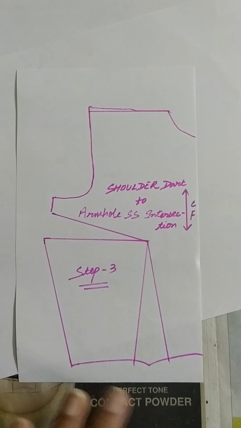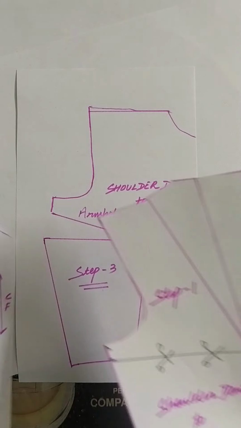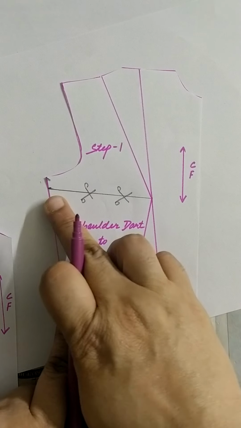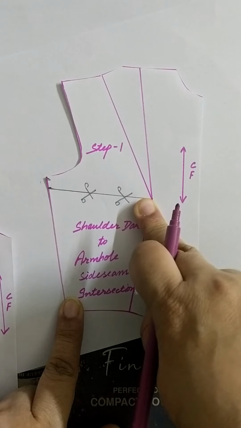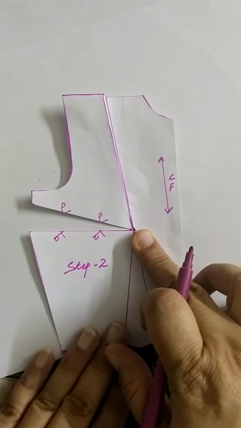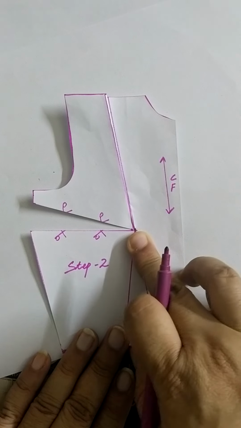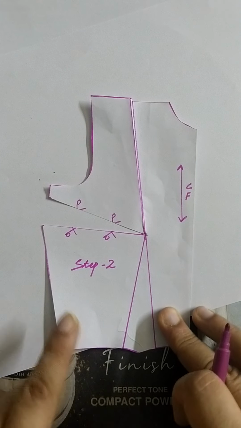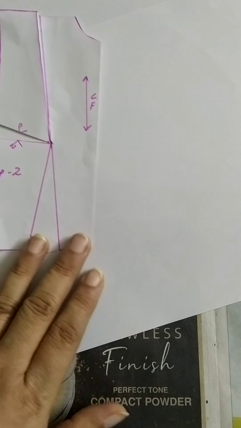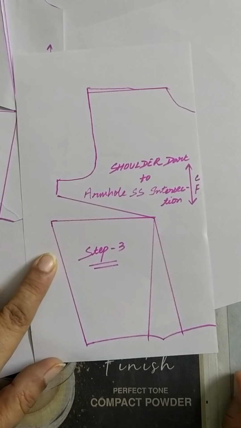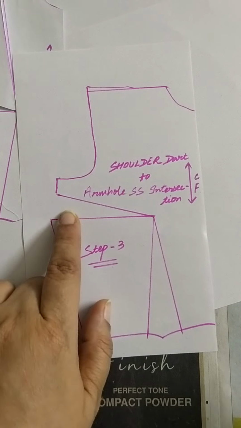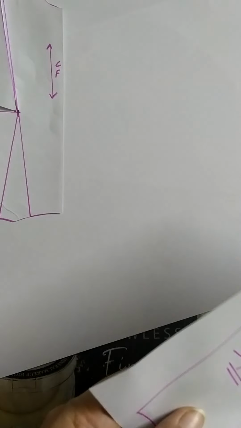Right? So I'll repeat once again. I'll show you all the 3 patterns one by one. This is step 1, wherein we have marked the slash line. In step 2, we traced it again, marked the slash line, slashed the slash line, and closed the shoulder dart. For step 3, we'll trace this on another sheet of paper. So here is my step 3. Now I'll quickly cut this and I'll show you the truing of this dart as well.